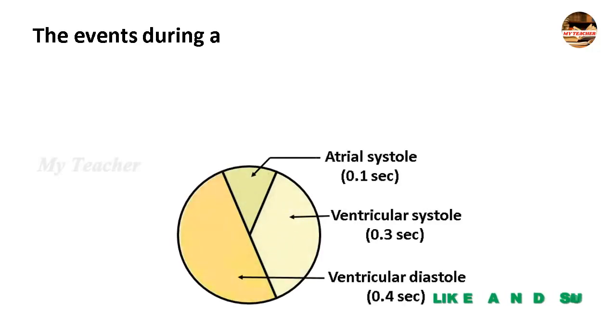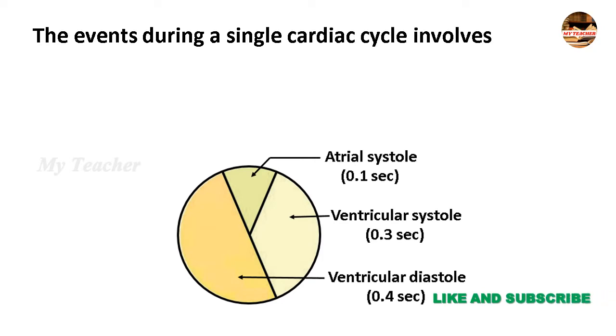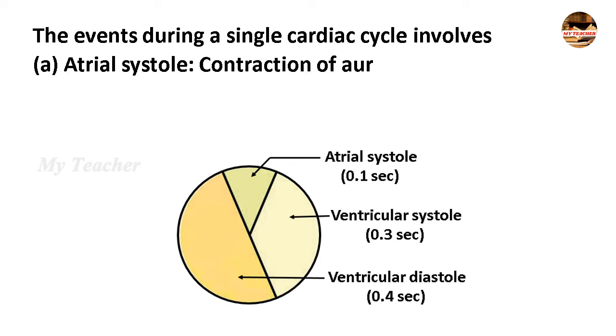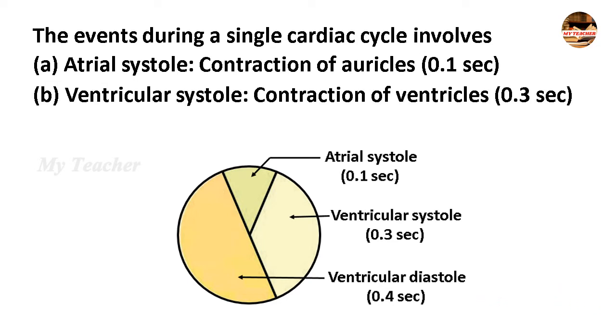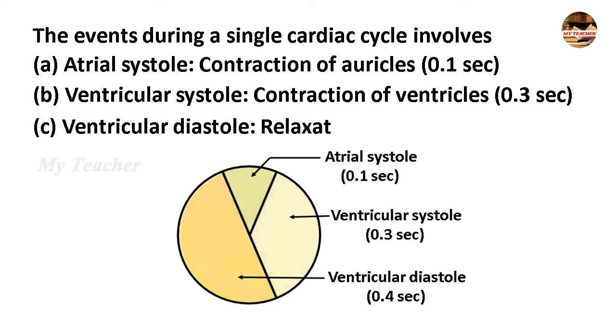The events during a single cardiac cycle involve atrial systole, that is contraction of auricles, 0.1 second. Ventricular systole, contraction of ventricles, 0.3 second. Ventricular diastole, relaxation of ventricle, 0.4 second. See the diagram displaying the cardiac cycle. Half of the time is taken for ventricular diastole.